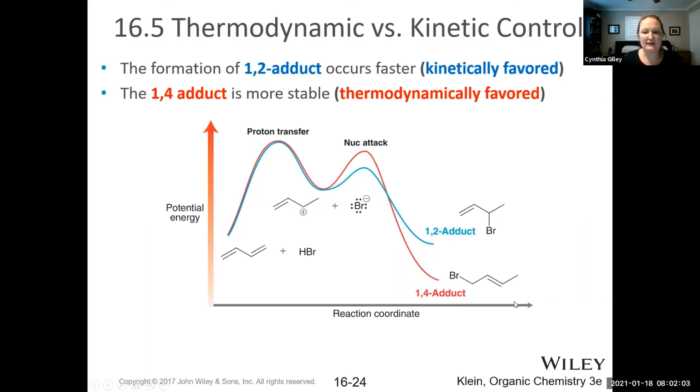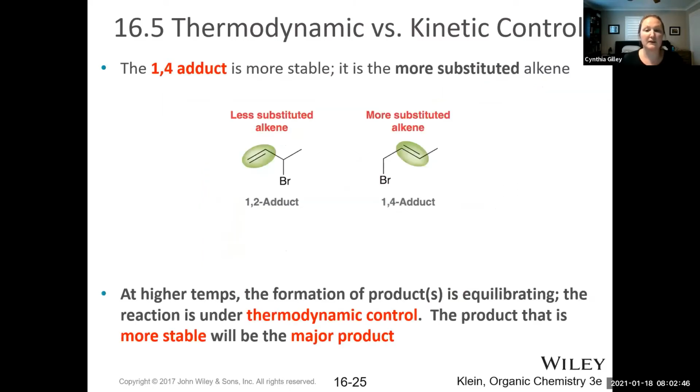So when we have a difference where you can form two different products, and one is formed faster, but the other one is more stable, then we have a situation where it can be temperature dependent in terms of predicting the major product. The faster pathway with the lower activation energy, we call this the kinetically favored pathway. And the more stable product is the thermodynamically favored product. And let's look at the reaction a little bit more to understand why one pathway might be faster and one might be more favored in terms of the stability of the product.